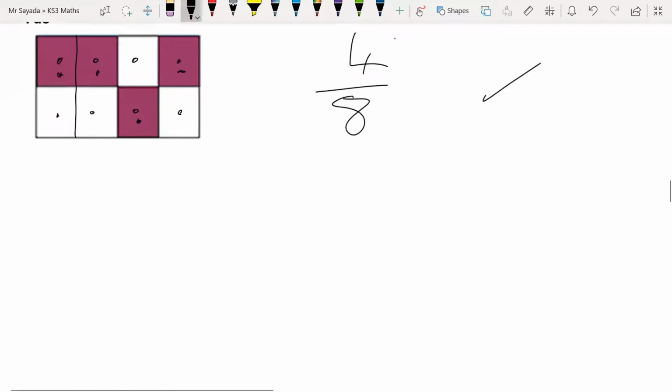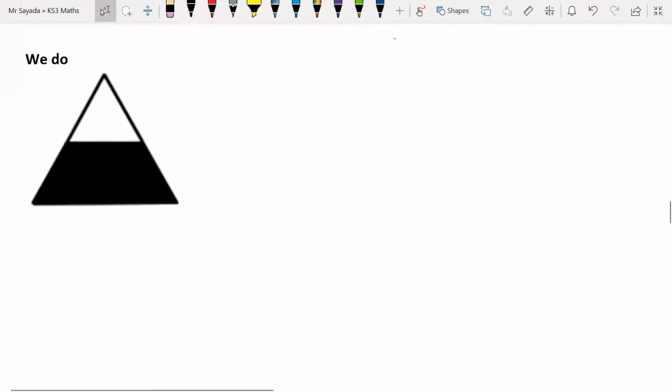You should now be ready to move on. We're going to do this example together. So pause the video, have a go, press play once you've had a go. So you should have had a go at this problem now. This one's quite tricky because trying to work out how to split it into equal parts is difficult. The trick is to do this.